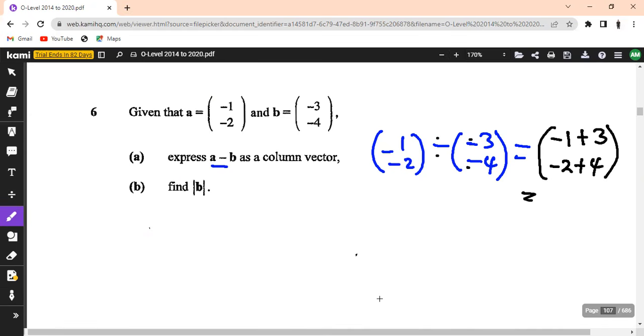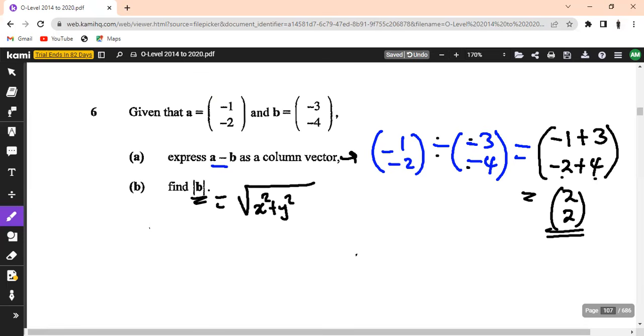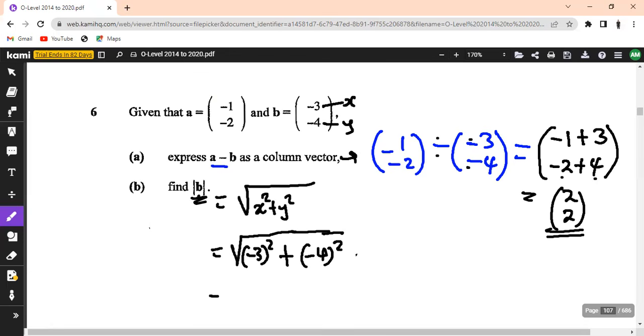So that's it from your directed numbers. So 3 minus 1, that is 2. 4 minus 2, which is 2. So that is our vector in this case. And the B part, the modulus of B, guys, we know the modulus is simply the square root of x squared plus y squared. So it's going to be the square root of x here, because we are referring to B. So this is your x and this is your y there. So your x is -3. So it's going to be (-3) squared plus your y in this case, which is (-4) squared. So that's what you're going to have.